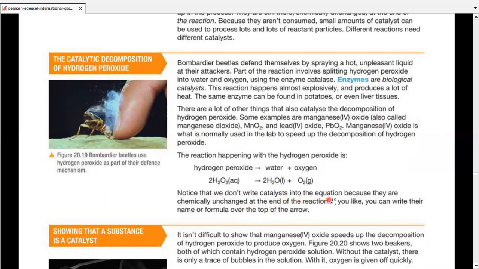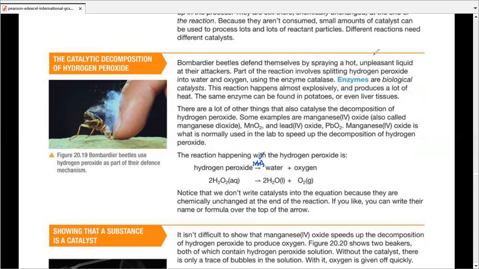Notice that we do not write the catalyst into the equation because it is chemically unchanged at the end of the reaction. If you want, you can write its name on the top of the arrow. For example, we can write MnO2 right on top of the arrow. You may write the name, you may write the formula, it's entirely up to you. If anything is written on top of the arrow, you can automatically assume that it is a catalyst. Why are we writing on the top of the arrow? Because it's not a reactant, it won't get consumed in the reaction, it's not a product, it won't get produced in the reaction, it is just there to speed up the entire reaction.